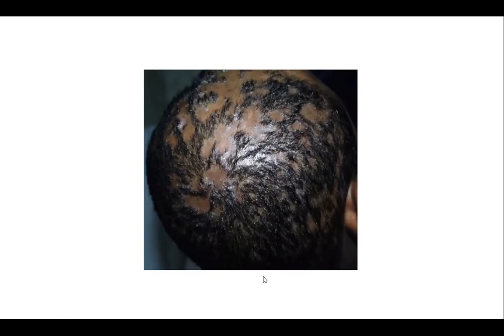Okay, so what would this entity be? Dissecting cellulitis is a differential diagnosis, but this is more of a tinea folliculitis. But yes, I agree with your differential diagnosis. This is a late stage of favus. If you see the crusted keratotic lesions, I would call this favus. But this is just a burnt-out late stage of tinea.